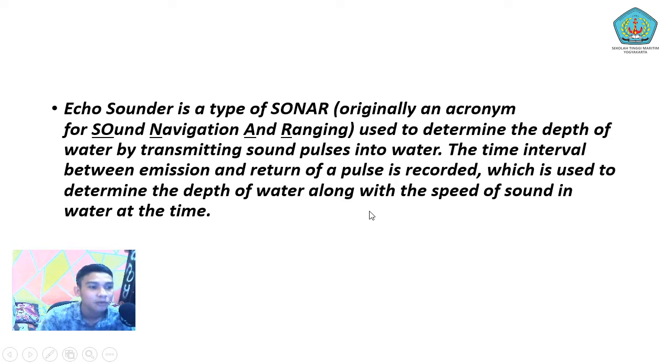Echosounder is a type of sonar, originally an acronym for sound navigation and ranging, used to determine the depth of water by transmitting sound pulses into water. The time interval between emission and return of a pulse is recorded, which is used to determine the depth of water along with the speed of sound in water at the time. So, the Echosounder is used to determine the depth of water by transmitting sound pulses into water.